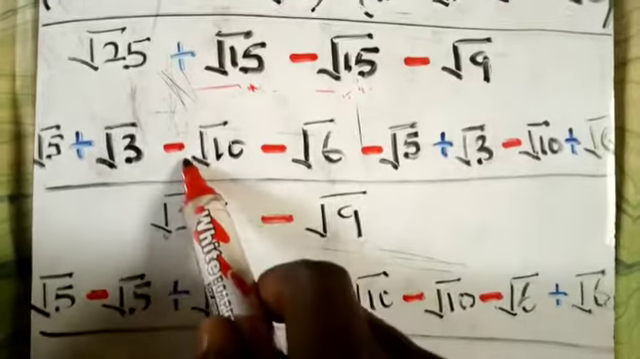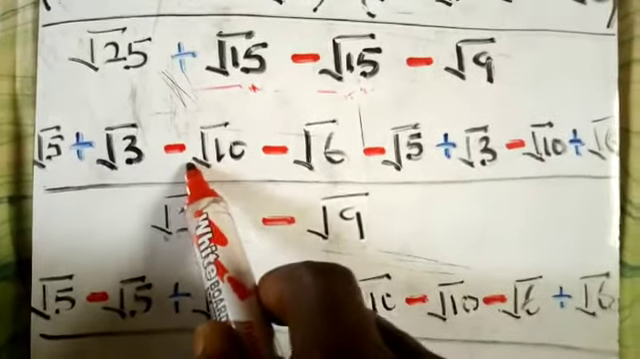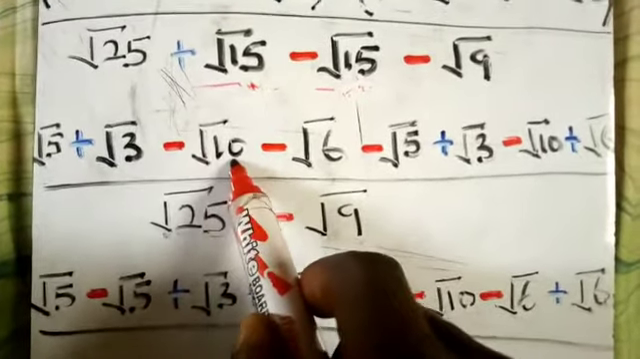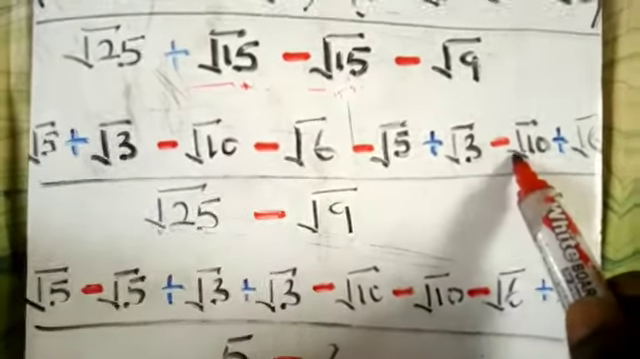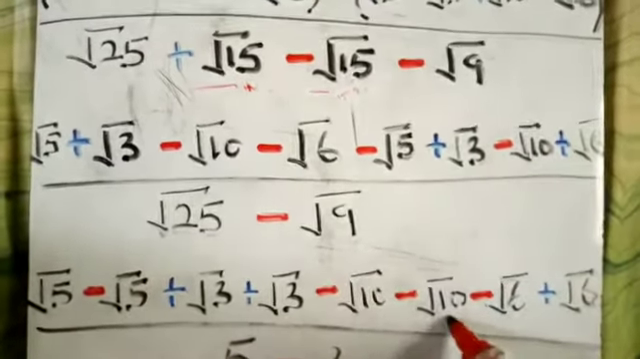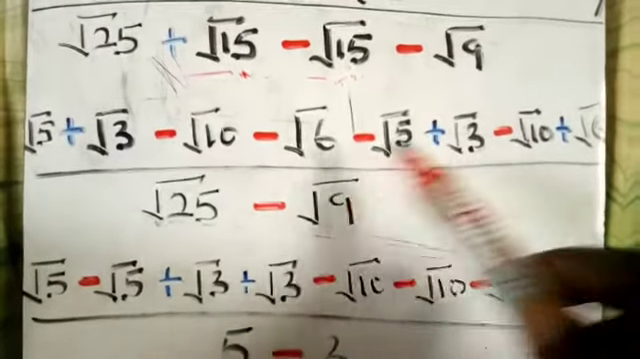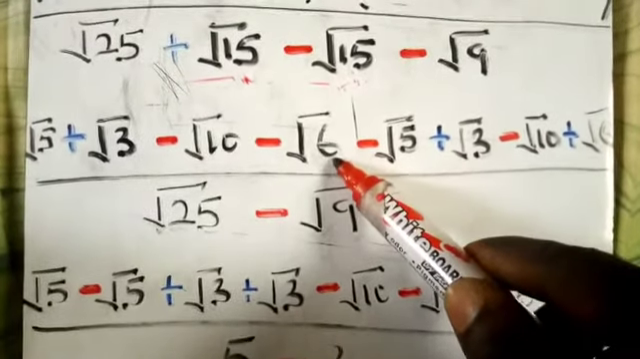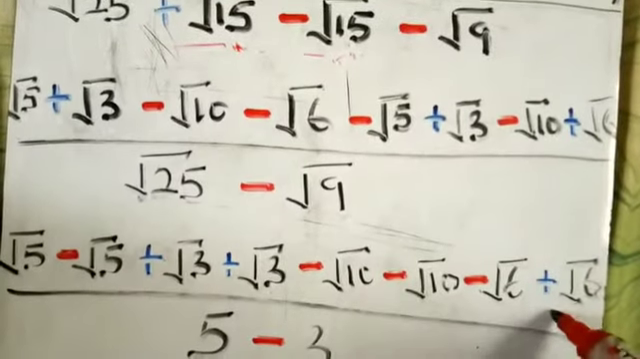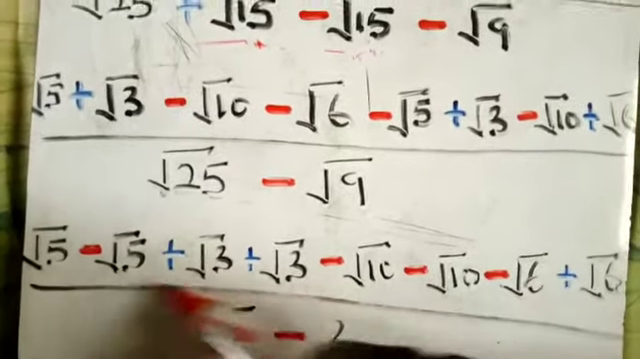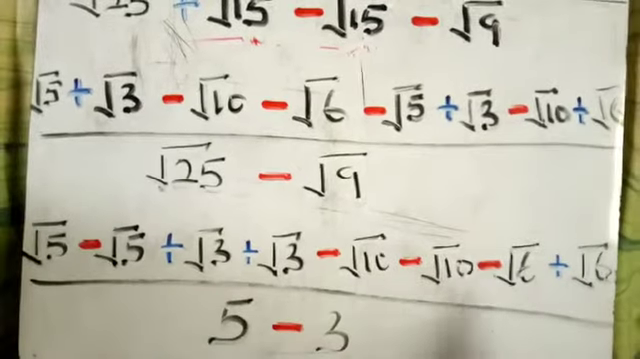Now let's move on to the third one, which is minus root 10. Let's check whether this guy has a friend here. So of course you can see another minus root 10 over here. So let's group that one too. And then finally we have minus root 6 here, and then you also have another positive root 6 over here. So you just have to group them. Is that okay? Group them and carry on your operations, right?